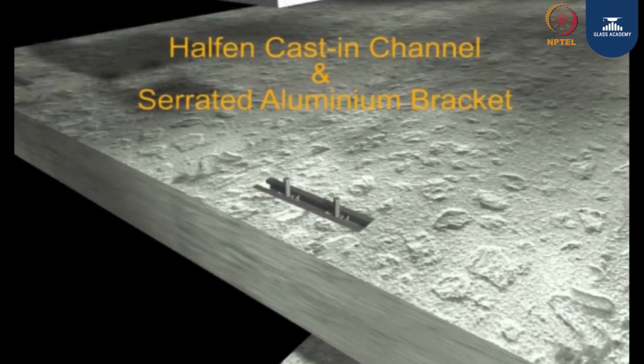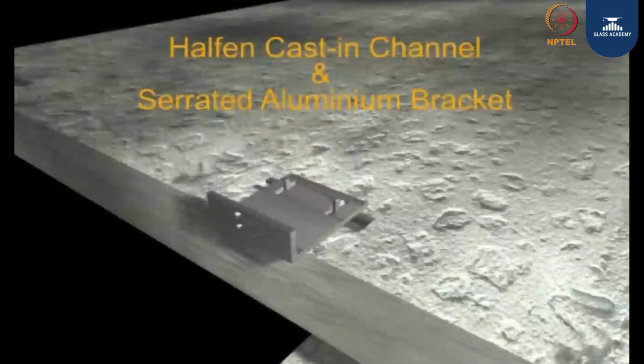there is a casting channel. You see that horizontal thing that you have here, this is what we call a casting channel. You embed this while doing a casting, and then you introduce a T-bolt into this channel. This is a T-bolt. You go inside and you lock them, and then you put your bracket.